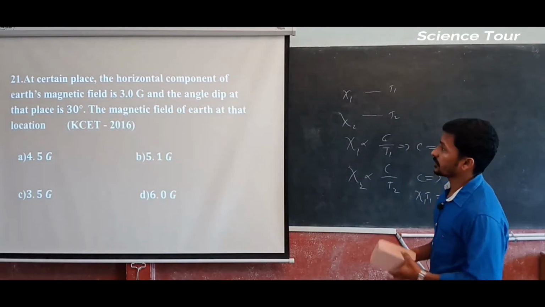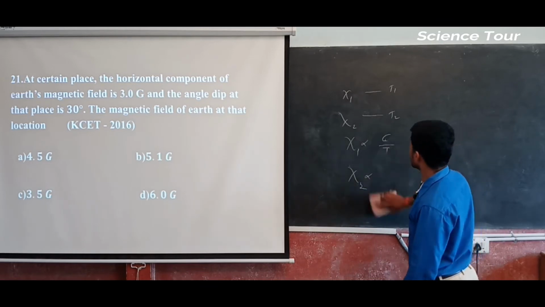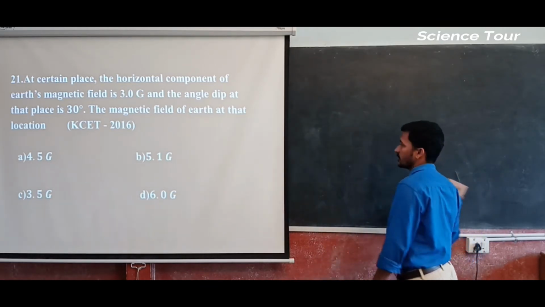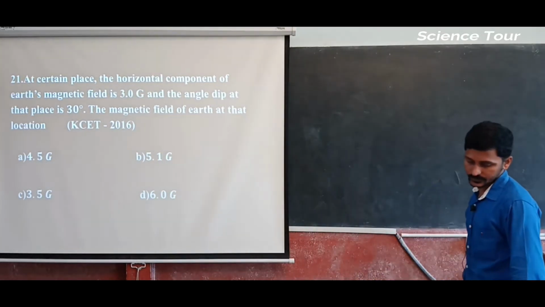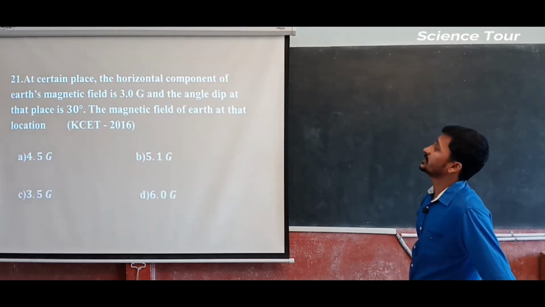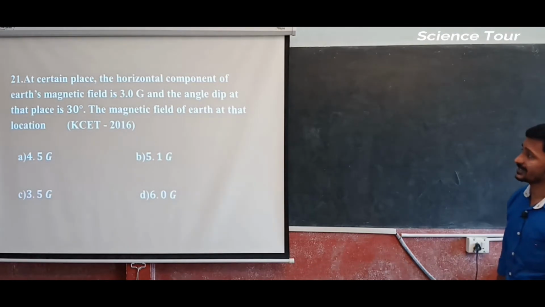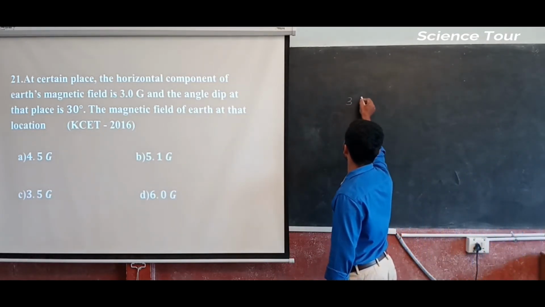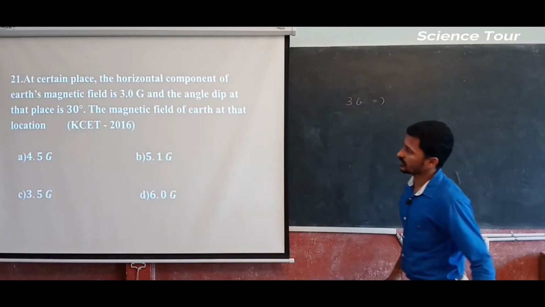Next we are going to talk about one more question which is displayed on the board. Just go through it and read that and tell me, and you can guess the answers. Okay. So next one is 21st. At a certain place the horizontal component of Earth's magnetic field is 3 Gauss. You know 3 Gauss means in Tesla you have to write down.